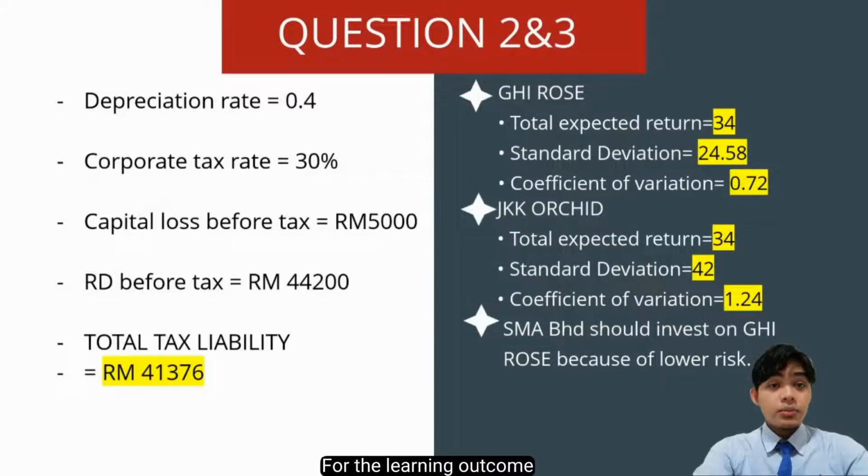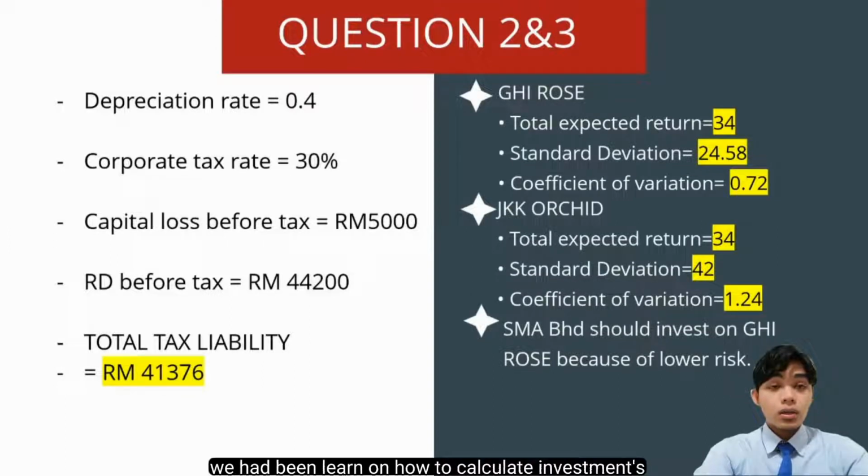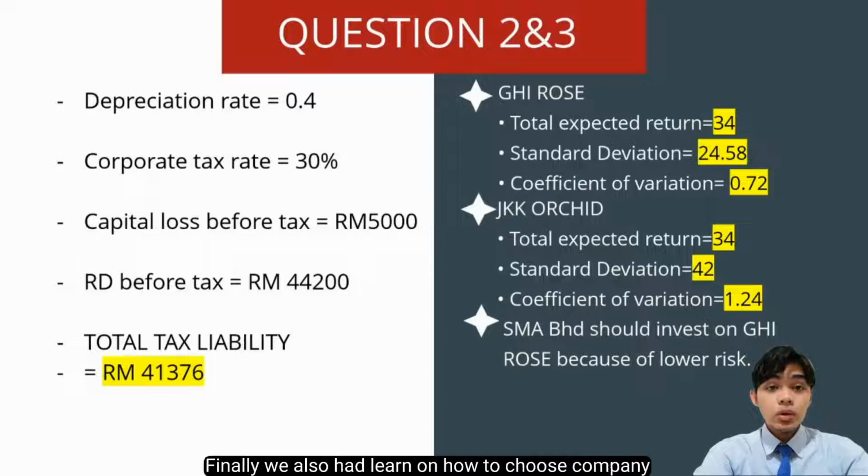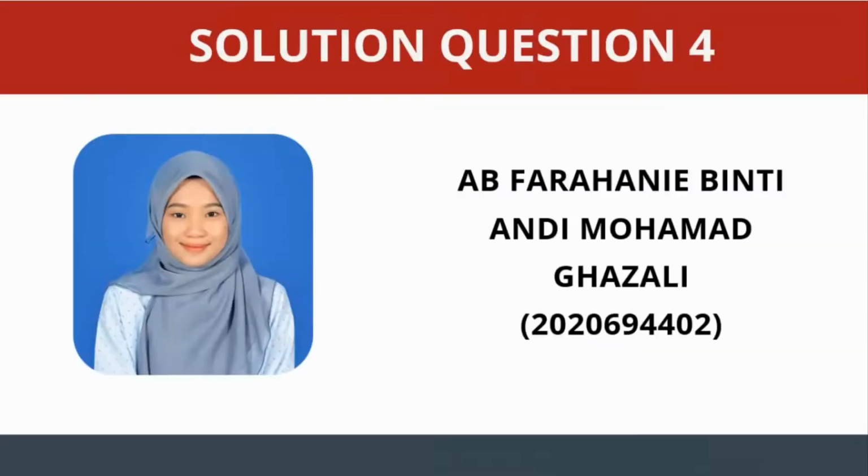For the learning outcome for question 3, we learned how to calculate investment expected return, standard deviation, and coefficient of variation. Finally, we also learned how to choose a company that is very low in risk and high in return for us to invest our money in.